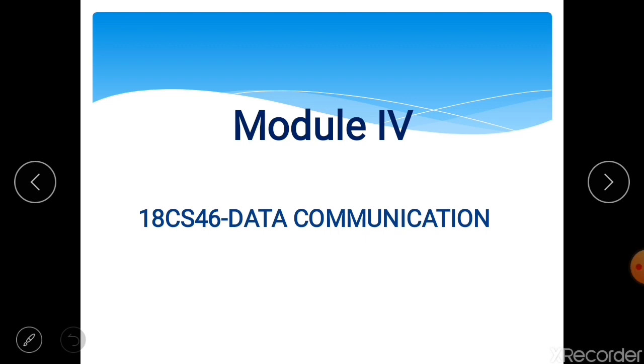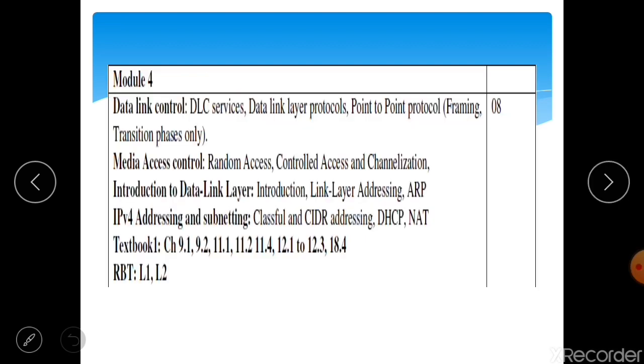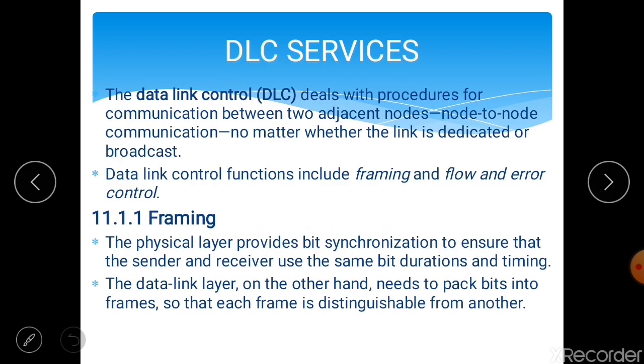Today we are going to discuss Module 4. In Module 4, we are going to discuss data link control, media access control, introduction to the data link layer, and IP version 4 addressing and subnetting. So first we will see what we mean by DLC services or data link control.